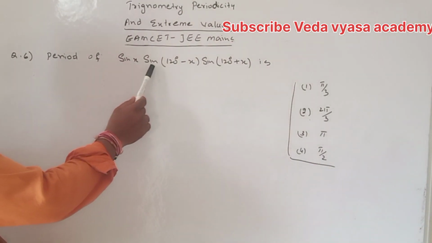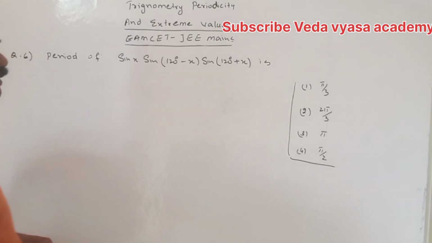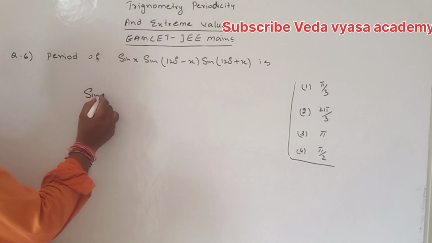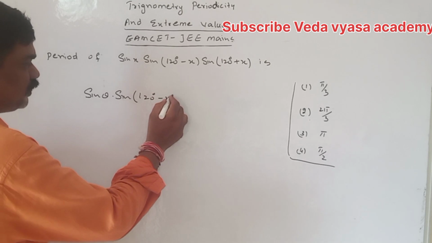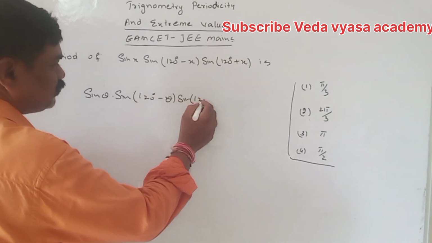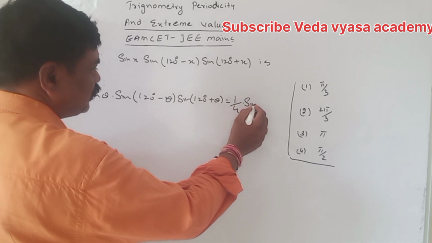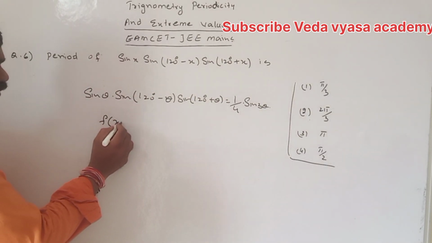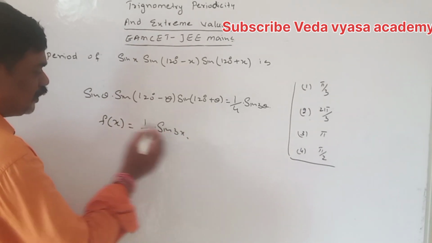We have the problem: period of sin x sin (120 degrees minus x) sin (120 degrees plus x). So we know the formula: sin theta into sin (120 degrees minus theta) into sin (120 degrees plus theta) is equal to 1 by 4 into sin 3 theta. So we have to use this formula. f of x is equal to 1 by 4 into sin 3x.